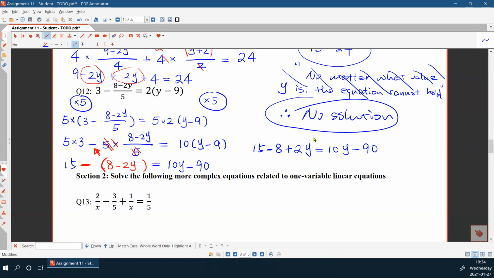And then combine all the y terms and all the constants. We can put 2y to the right-hand side of the equation and minus 90 to the left-hand side. Okay? 15 minus 8 is 7 plus 90 equals 10y minus 2y is 8y, right? So that means 8y is 79. This gives us y is 79 over 8. Okay. Do you have any questions? Okay, this is our final solution.